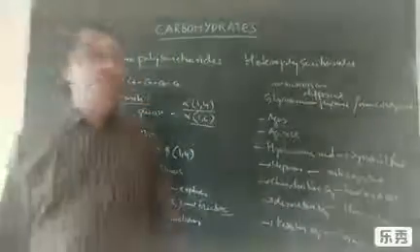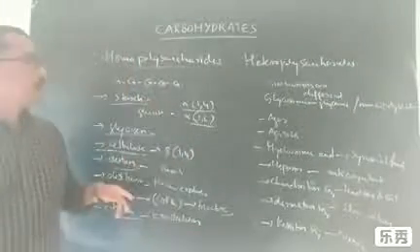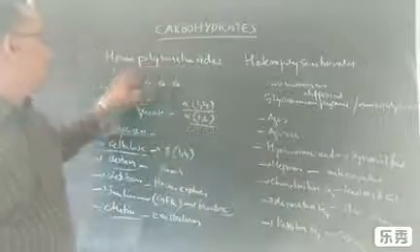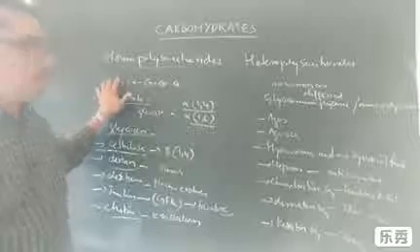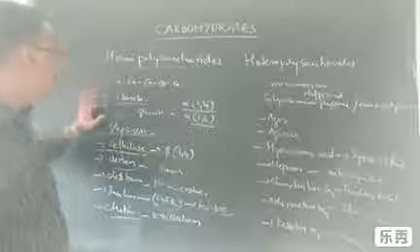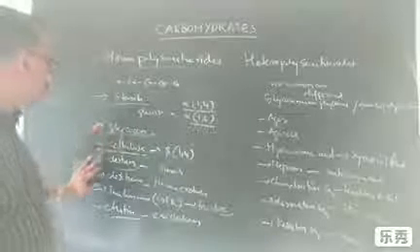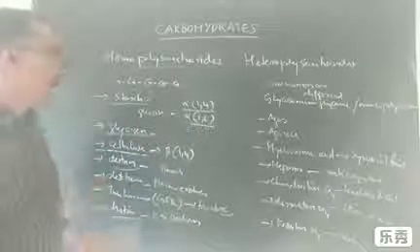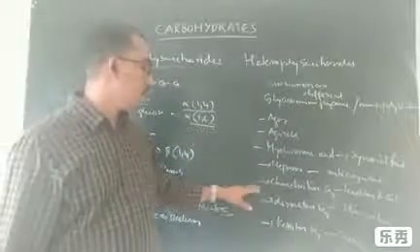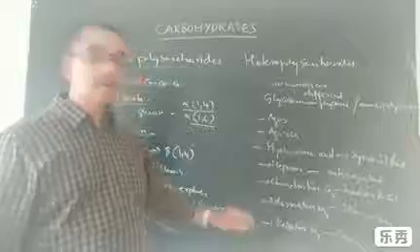Okay. So homopolysaccharide contains the same monomeric units, and heteropolysaccharide contains different monomeric units. Some of the examples of homopolysaccharides are starch, glycogen, cellulose, dextran, inulin, and chitin. Examples of heteropolysaccharides are agar, agarose, hyaluronic acid, heparin, chondroitin sulfate, dermatan sulfate, and keratan sulfate.